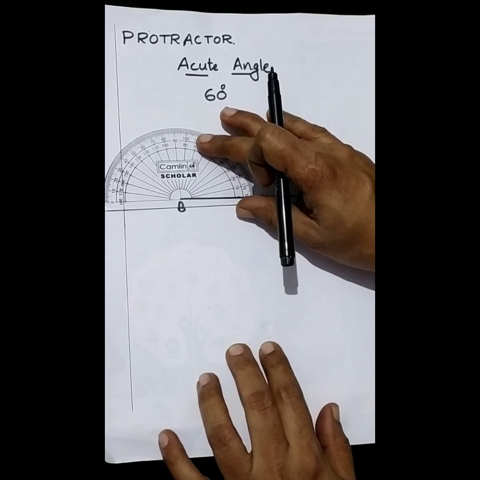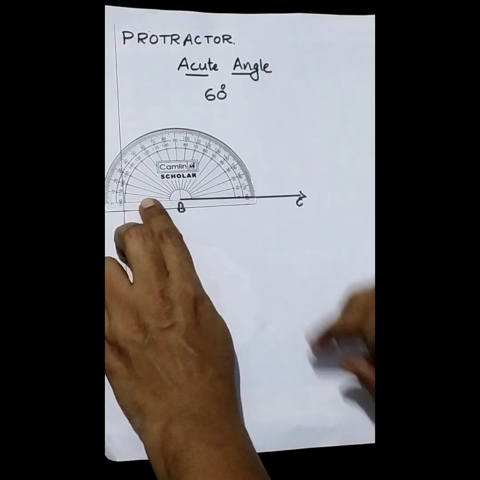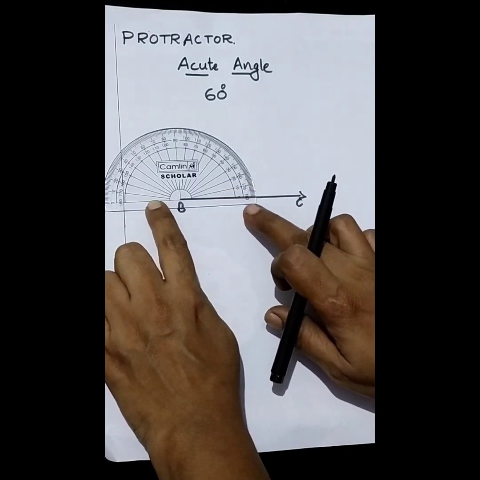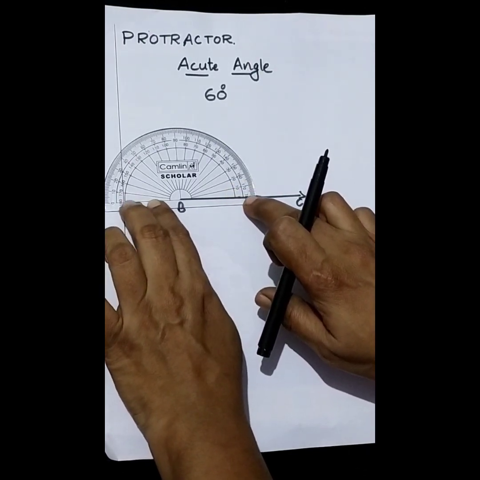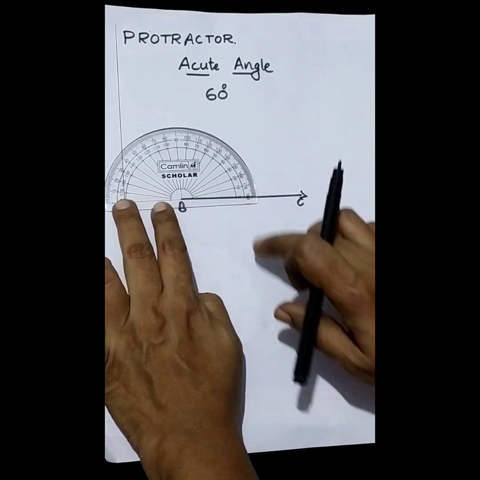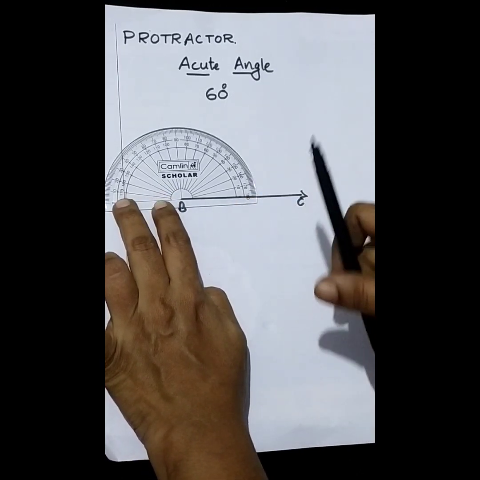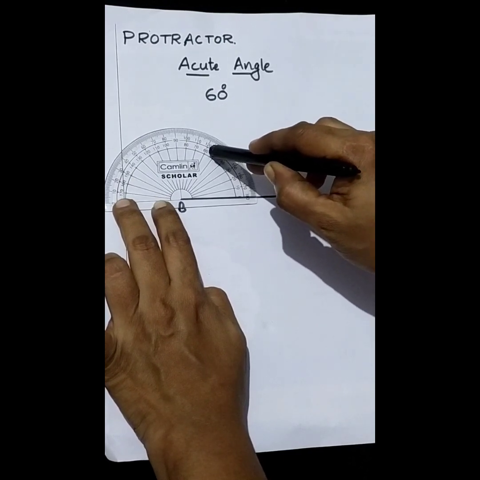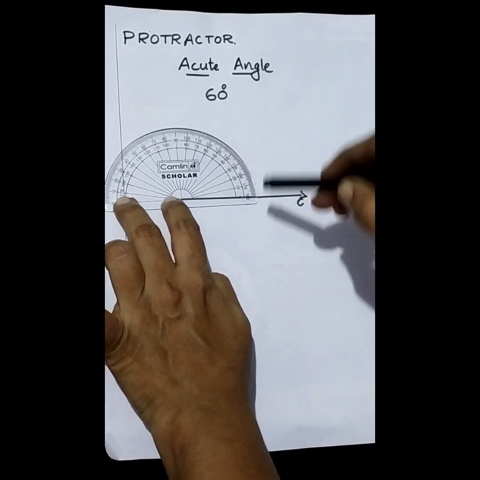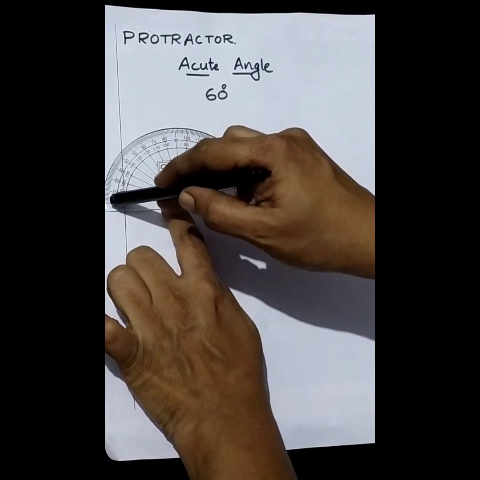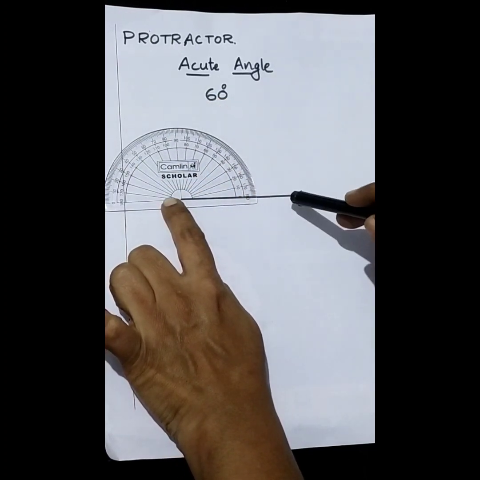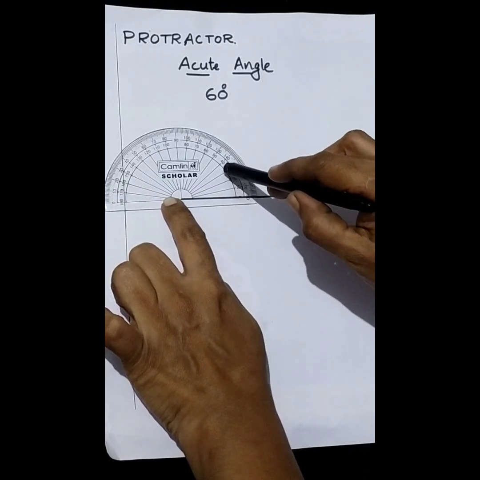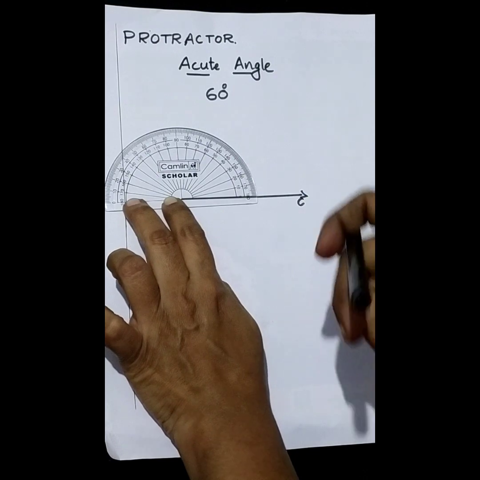Now take the protractor. Keep the center of the protractor on the point B, such that this line, that is the zero line, corresponds to BC. So BC coincides with this line which is at 0 in the protractor. Now mark the point corresponding to 60 degrees.